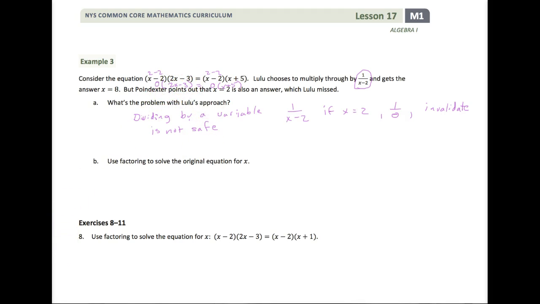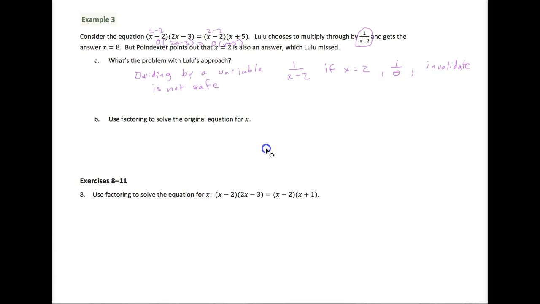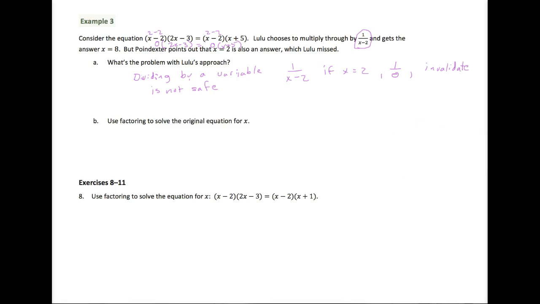All right, so now we have this kind of messy looking problem we have to deal with, and we have to figure out a way to solve it. I'm going to scoot this up a little bit so we have room to think. I'm going to write this neatly: x minus 2 times 2x minus 3 equals x minus 2 times x plus 5. And I'm doing the work for this problem down here.